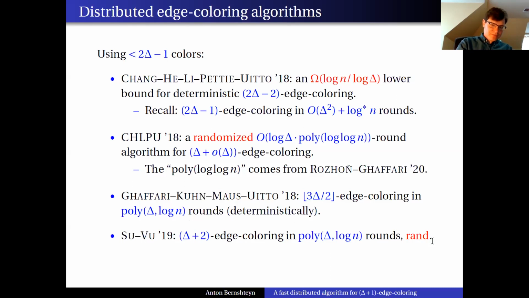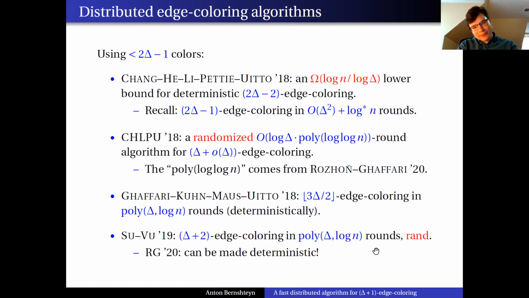it's randomized. However, this recent work of Rozhoň and Ghaffari in particular involves a general de-randomization technique, which allows one to actually turn this algorithm into a deterministic one. So really now we know that there is a deterministic algorithm that runs in a number of rounds polynomial in delta and log n, and it produces a delta plus 2 edge coloring of the graph G, which is one more than the Vizing theorem bound. I will say later in the talk why it's delta plus 2, where the extra color is used.